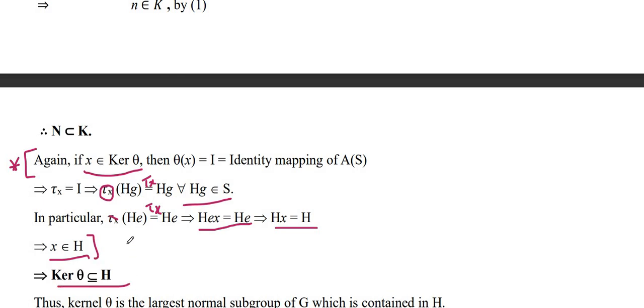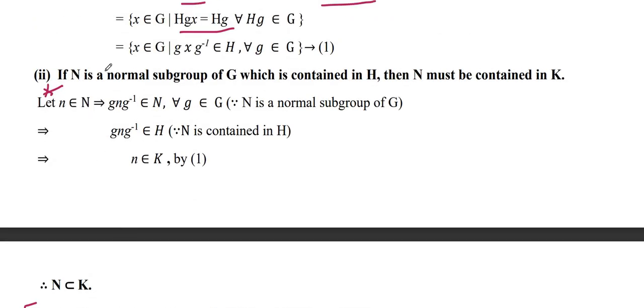is contained in H. Now if N is a normal subgroup of G which is contained in H, N must be contained in K. If we prove that, then K will become the largest normal subgroup contained in H, and it happens in G.